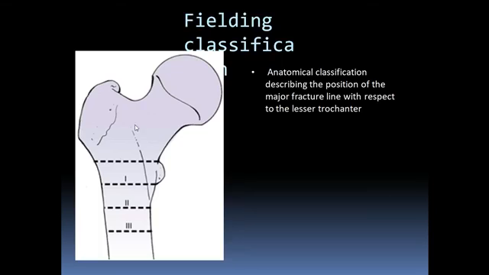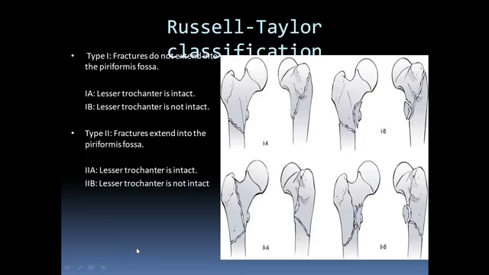These are the classification of the subtrochanteric area. Type 1 within 2.5 centimeters, type 2 within 2.5 to 5 centimeters, type 3. Type 1, type 2, type 3. And there is another type of classification in subtrochanteric fracture, which is not so important for your exam purpose.